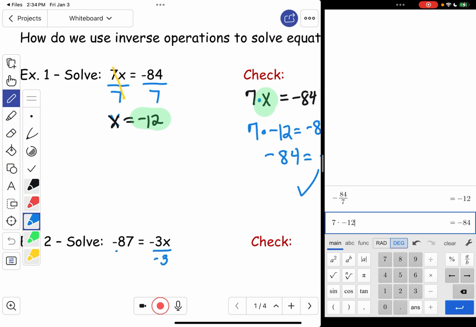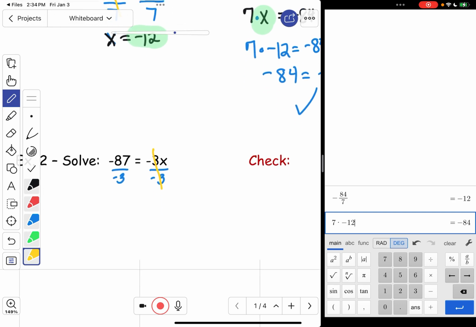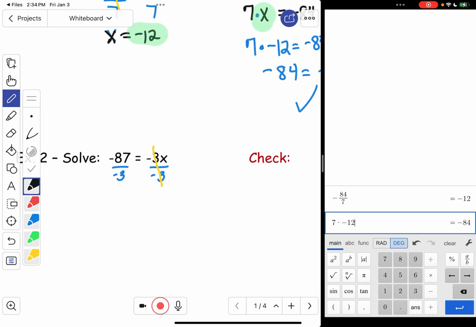If we do it to one side, we must do it to the other. Negative 3 divided by negative 3 equals 1, and 1 times x is x. So we have x is equal to, using our calculator, negative 87 divided by negative 3. Notice I'm using the minus sign for my negative, and we get 29.